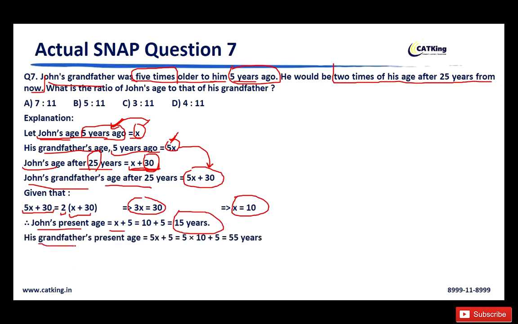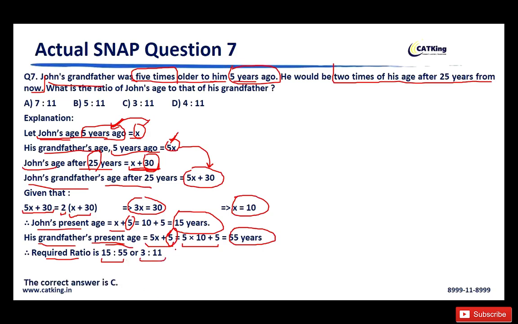Furthermore, his grandfather's present age will be 5x plus 5, that is 5 into 10 plus 5, that is 55 years. So guys, for the present age we will be adding 5, so don't forget that, or else your answer will be wrong. Hence the required ratio will be 15:55 or 3:11. Therefore the correct answer is option C, that is 3:11.